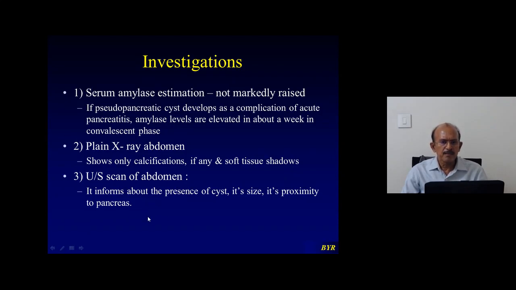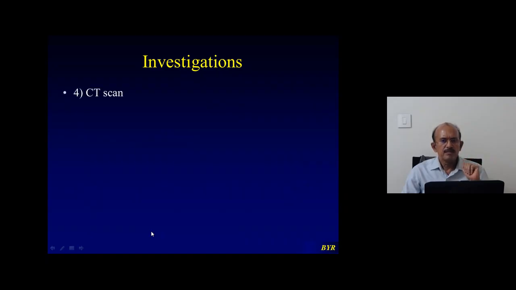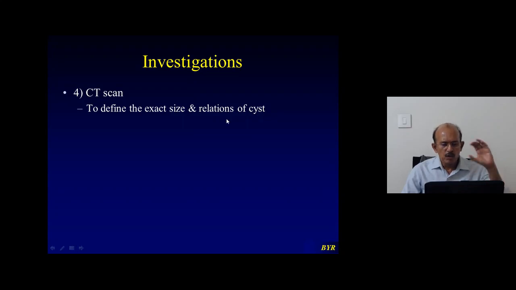So whenever a patient has a lump in the upper abdomen, you can do an ultrasound scan, which will show an anechoic or hypoechoic mass in relation to the pancreas. Then you have to go for a CT scan. It is helpful to define the exact size and relations of the cyst. So whether it's situated in the head of the pancreas, whether the duodenum is compressed or stretched, or whether it's situated in the tail of the pancreas. These things can be made out on CT scan.